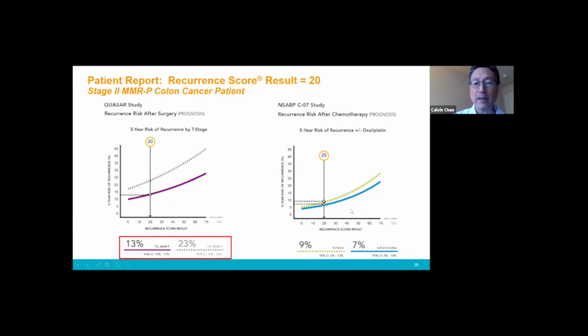Over on the right, you can see for that same recurrence score of 20, of course, on the left, this is with surgery alone from QUASAR, but on the right, we can see what are the risks if you use 5-FU and if you use oxaliplatin with 5-FU. And again, this would be 9% and 7%. So again, these are coming from different studies, but I think, and you have to caveat this with the fact that QUASAR is much older than C07 and had a different number of lymph nodes assessed. So that might affect this, inflate this 13% a little bit. But on the right, I think you can see that the amount of benefit from adding the oxaliplatin is pretty small for this kind of a patient, only 2%.